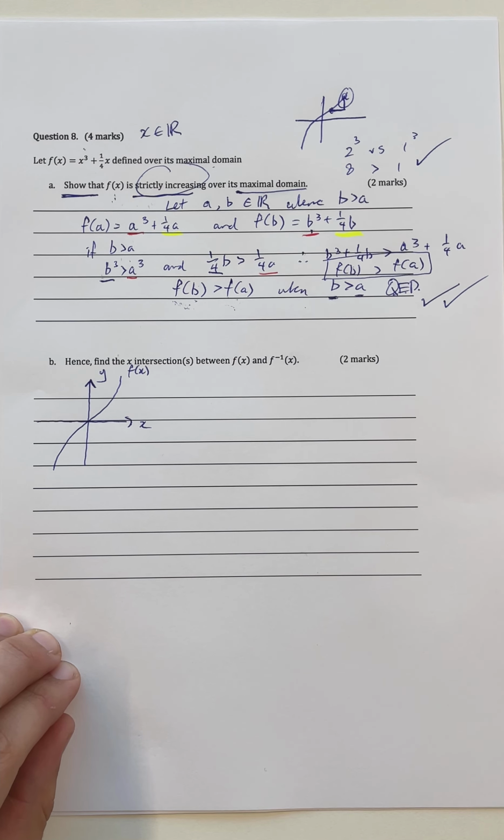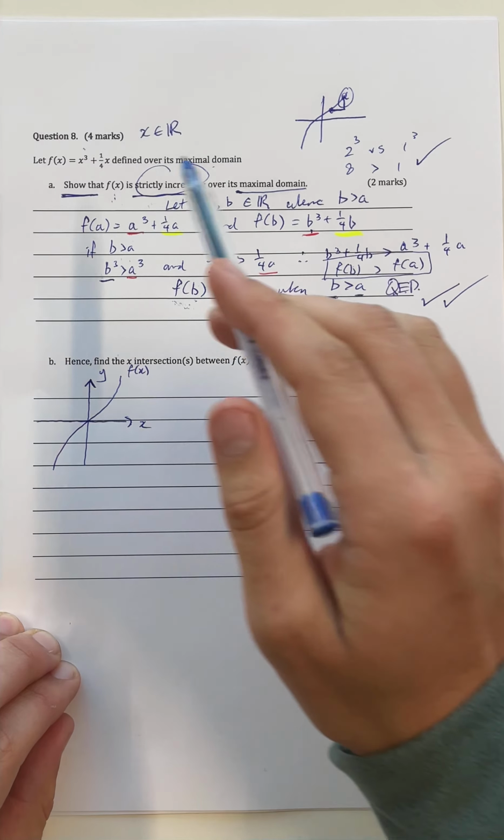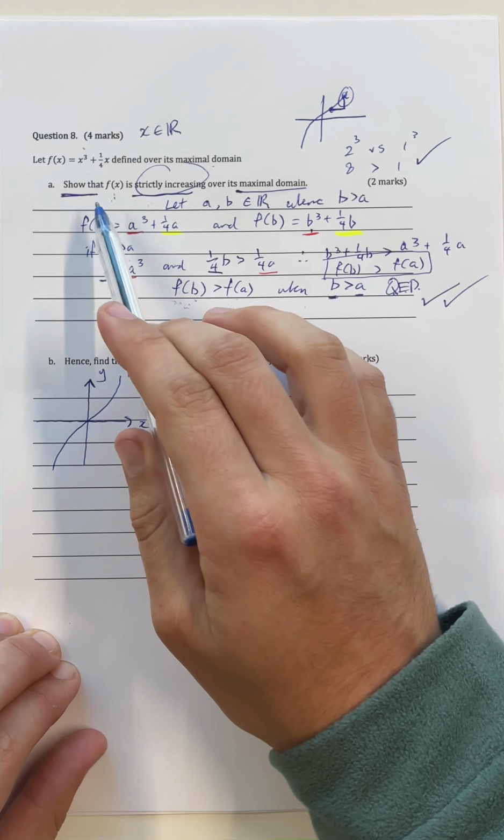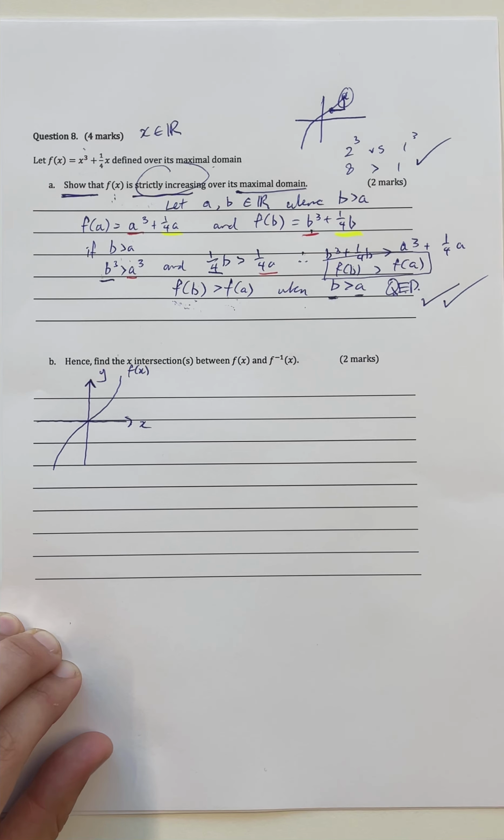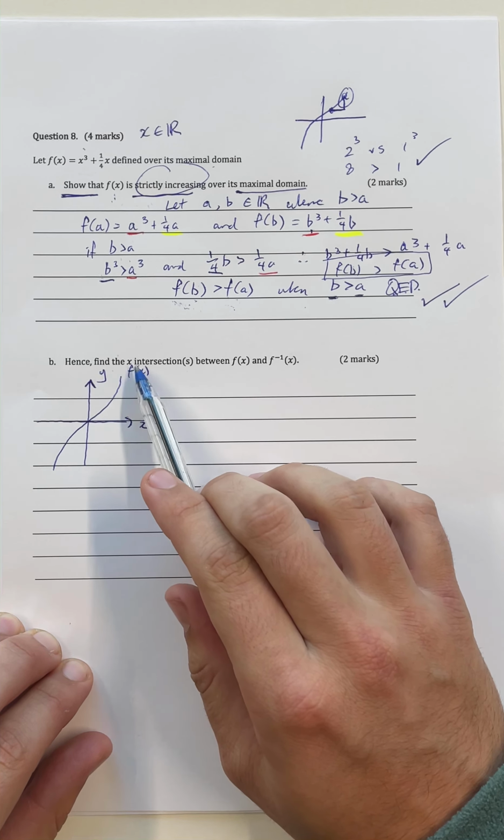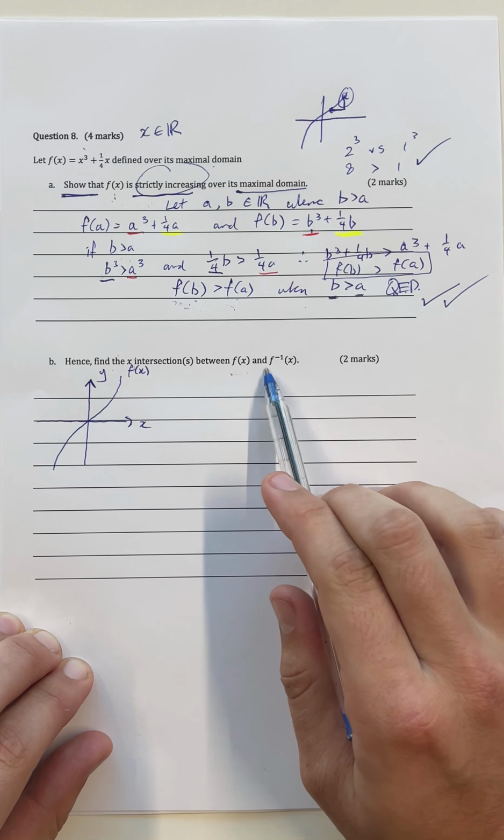If you're doing VCE Methods, you need to be a master of inverse functions before your first SAC. In the first question, we had f(x) = x³ + 1/4 x, and we had to show that f(x) is strictly increasing over its maximal domain. Now the question is asking us to find the x-intersection or intersections between f(x) and f inverse of x.